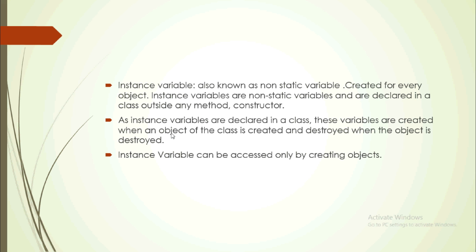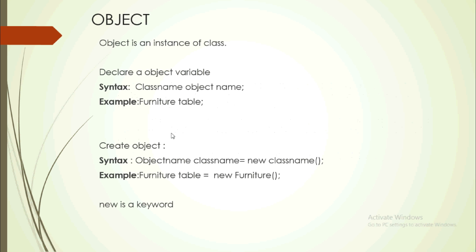and these variables are created when an object of a class is created, and destroyed when the object is destroyed. Now moving on to object. How do we create an object? An object is basically an instance of a class, as I already told you.